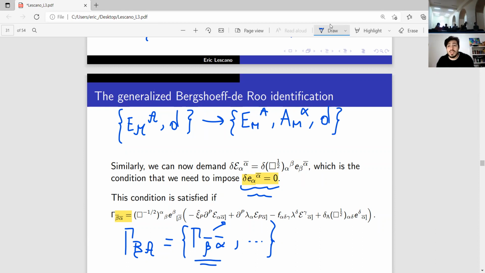These are O(D,D)+K representations, and these over here are O(D) representations. So recall that we are performing all this decomposition because we need this object over here. We need an explicit gauge field. So we are going to identify this generalized gauge field with some notion of connection in order to perform a generalized version of the Bergshoeff-de Roo identification. That is the main idea of this construction.